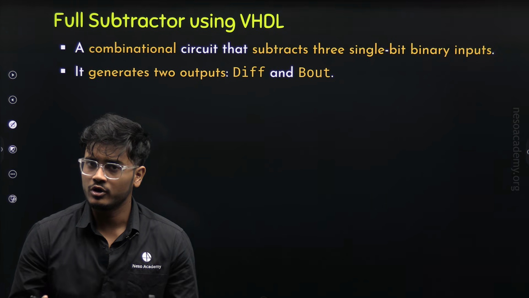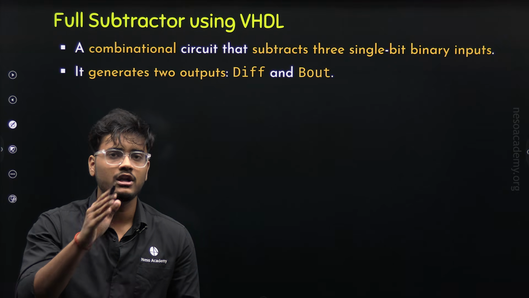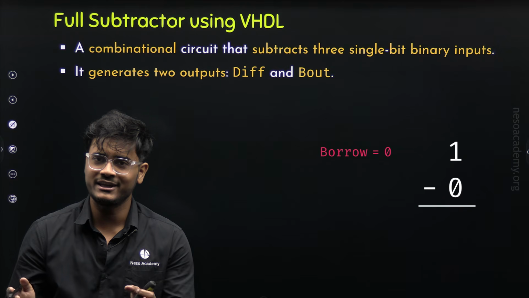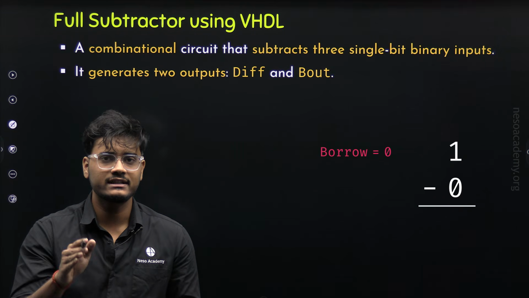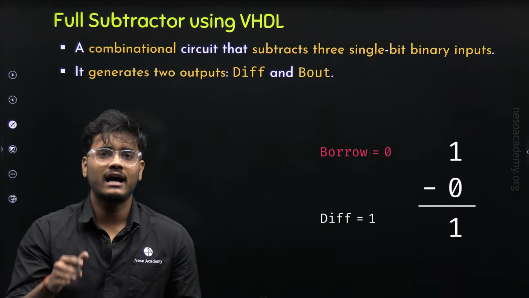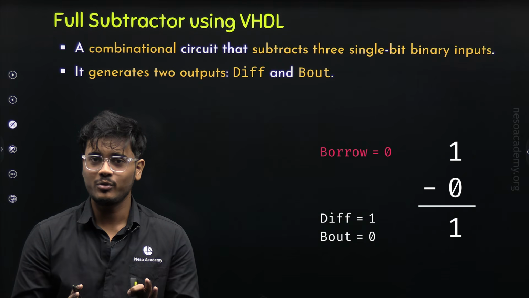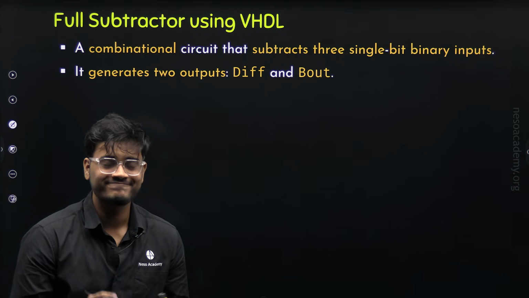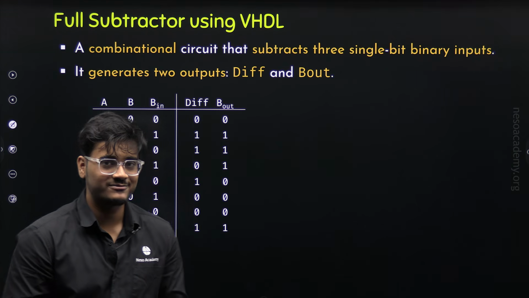Now, suppose if we want to subtract a smaller number from a larger number, example 1 minus 0. Now, here there is no need to take any borrow. So, 1 minus 0 will give difference as 1 and final borrow will be 0. So, I hope you understand what are difference and borrow out.